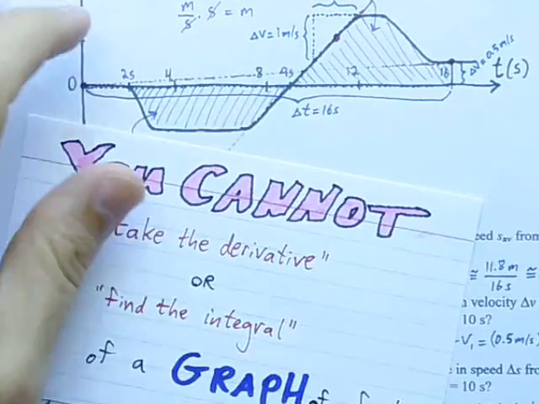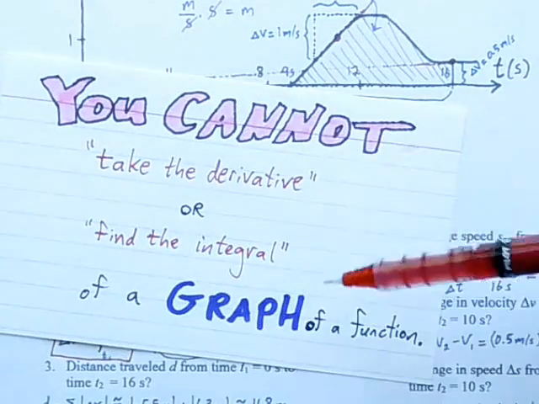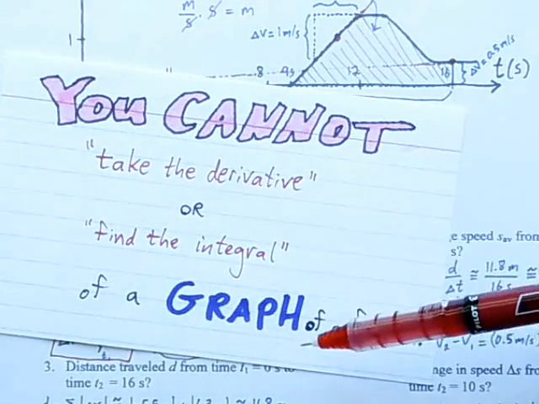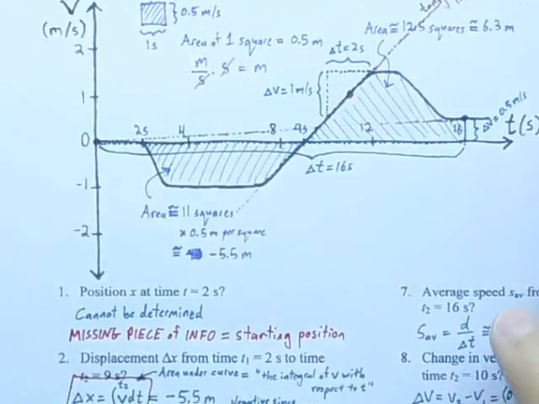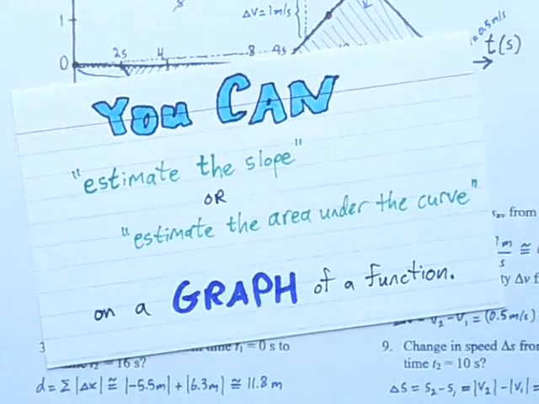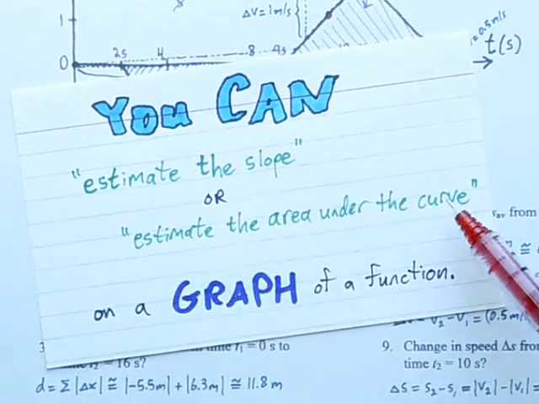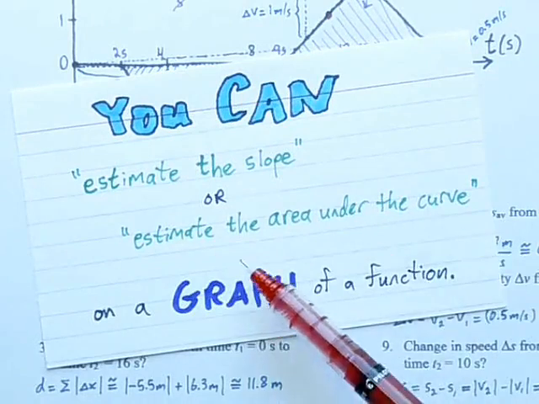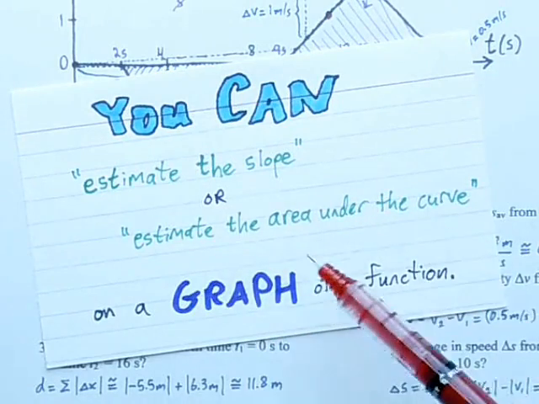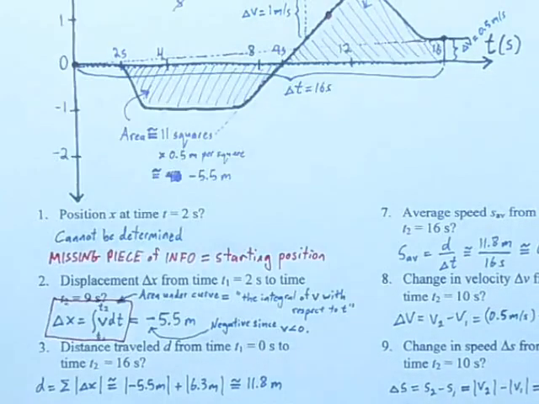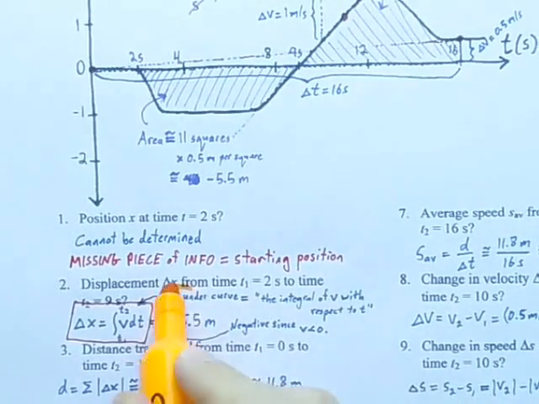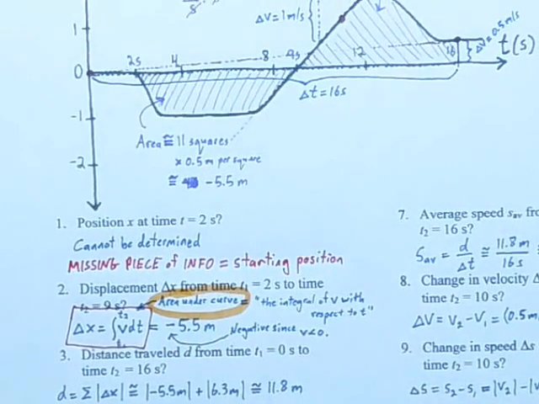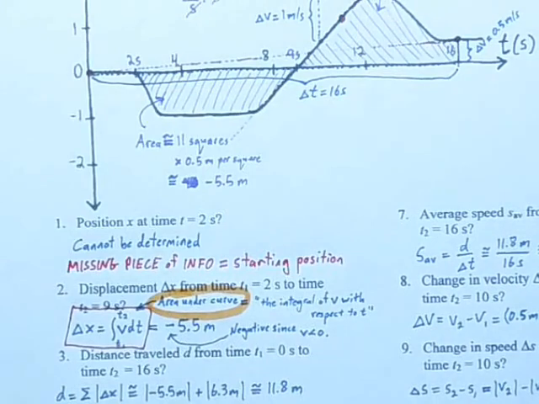But you cannot find the integral of a graph. It doesn't make sense to say that. You find an integral of an equation. We don't have an equation. We just have this graph. So what we can do, what we should say, is that we are going to estimate the area under the curve on the graph. And that estimate of the area is going to determine our displacement. So that's the language we should use. We should say that we're going to find the area under the curve to estimate our displacement here.